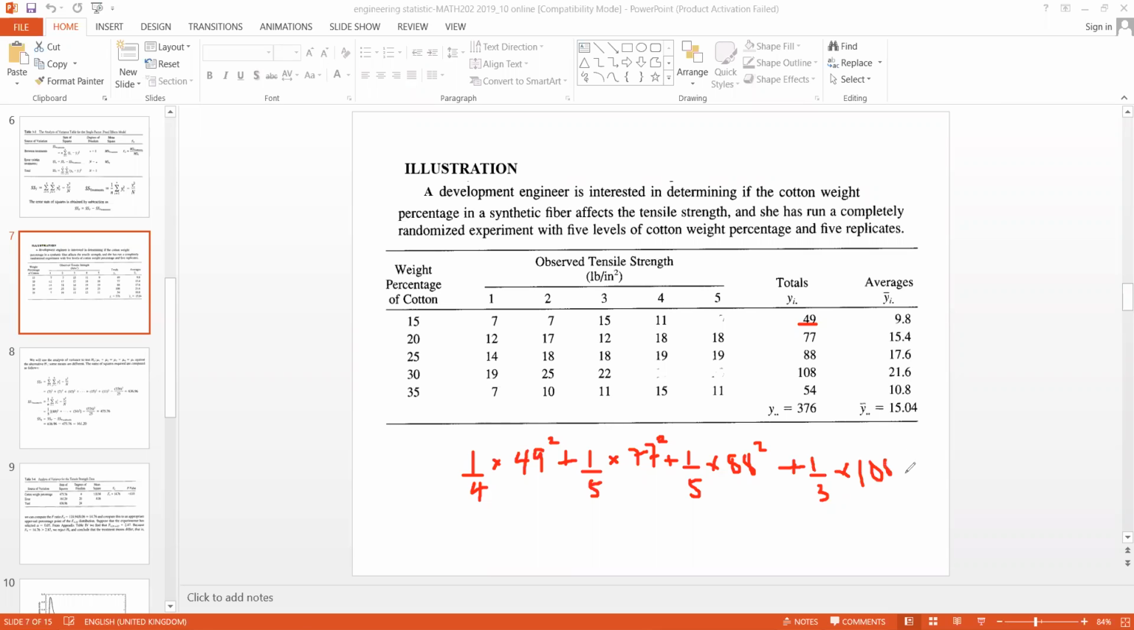plus finally 1 over 5 times 54 squared, okay? Then you subtract your y naught naught, which is the grand total, all squared, divided by n. That will give you the sum of square treatment for an unbalanced design.